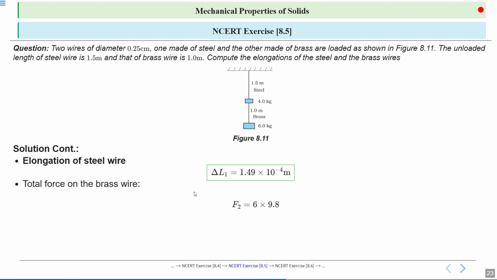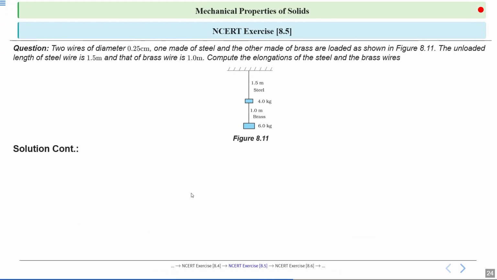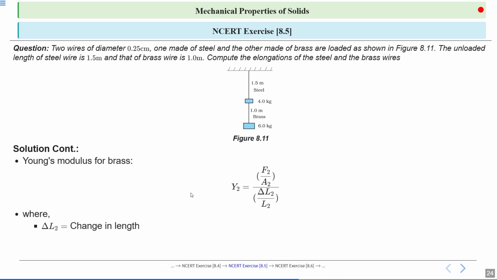Total force on the brass wire, F2, equal to 6 into 9.8. F2 equal to 58.8 Newton. Alright. Now, Young's modulus for brass Y2 equal to F2 divided by A2 divided by delta L2 divided by L2, where delta L2 equal to change in length, A2 equal to area of cross section of the brass wire.